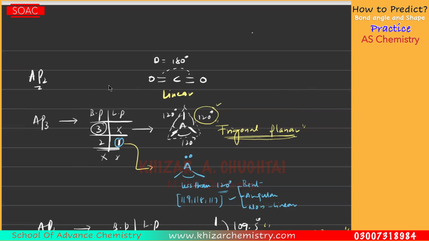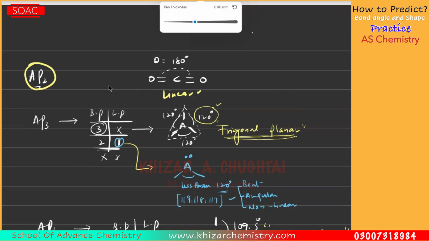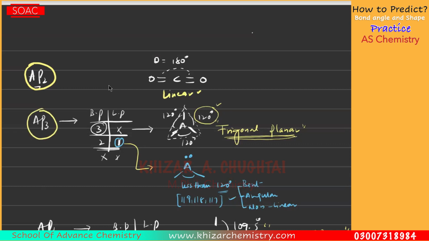Is the molecule AP2 type? Then its shape will be linear and its bond angle will be equal to 180. So if the molecule is of AP3 type, then you will check the combination of bond pair versus lone pair. If there is no lone pair, all three bond pairs are over here, then the shape will be like trigonal planar, and the bond angle will be roughly 120, approximately 120 degree.